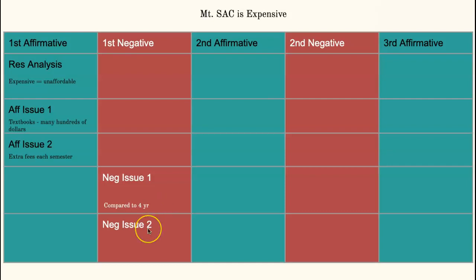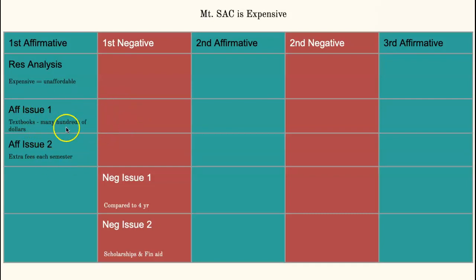My second negative issue why Mount Sac is not expensive is that you can get scholarships and financial aid. And so students enrolled at Mount Sac are able to get free money in the form of scholarships and financial aid to make their costs not as much. So those are presenting our negative issues. Remember, your second task in the first negative speech is to then go back and refute the affirmative issues. Why are these two arguments wrong?